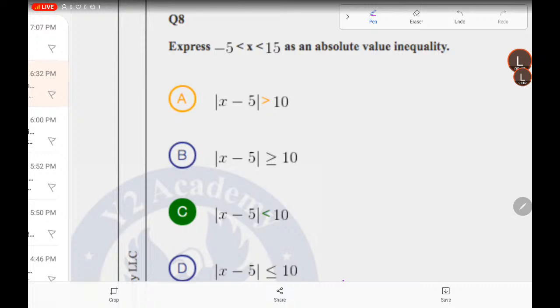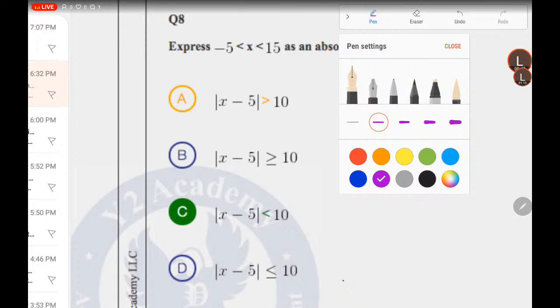So we're going to express -5 less than x less than 15 as an absolute value inequality. I'll show you how to do this directly, but I want to give you a little background information so that you can understand this.